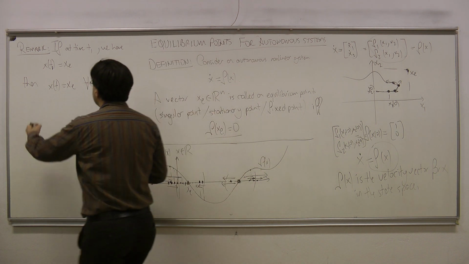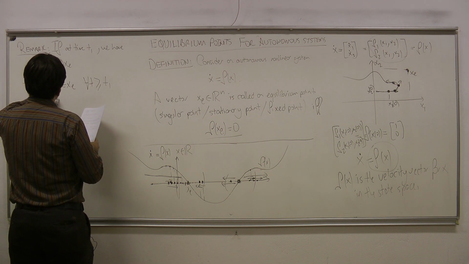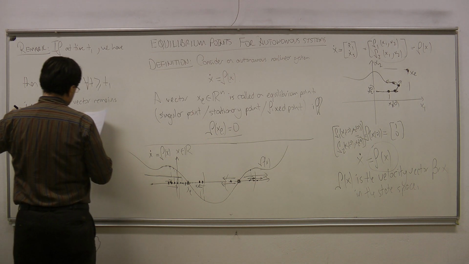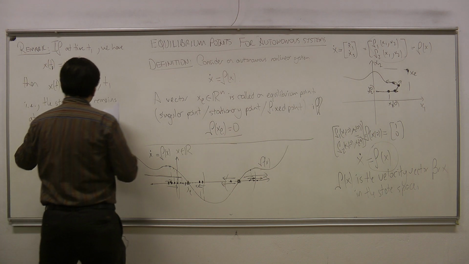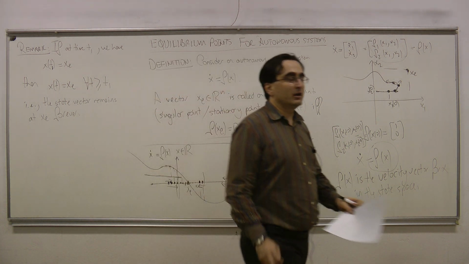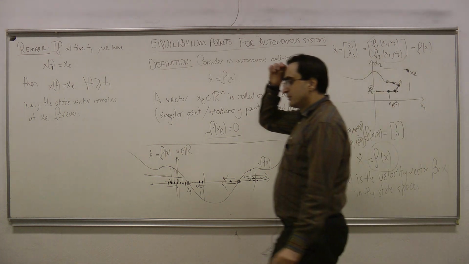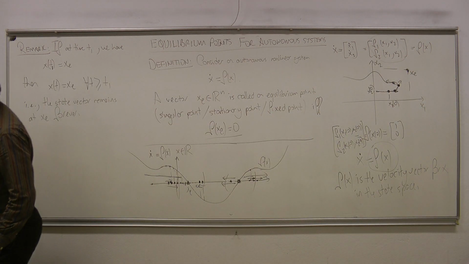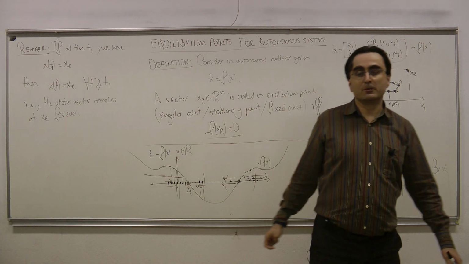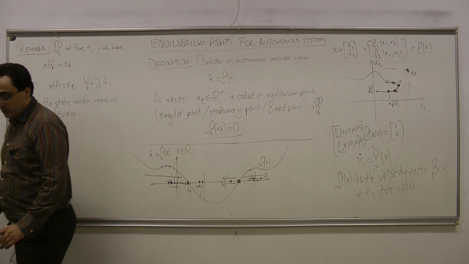So this means in verbal terms that the state vector remains at the equilibrium point xe forever. That is the property of an equilibrium point. When we start the system at an equilibrium point, or if the system state by itself reaches the equilibrium point at some time instant, then the state will remain there forever.